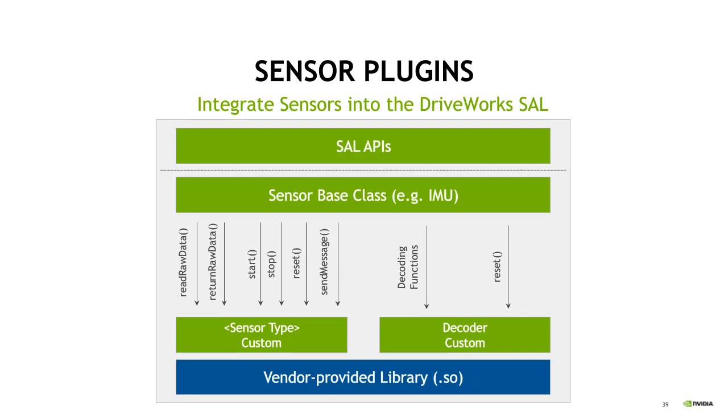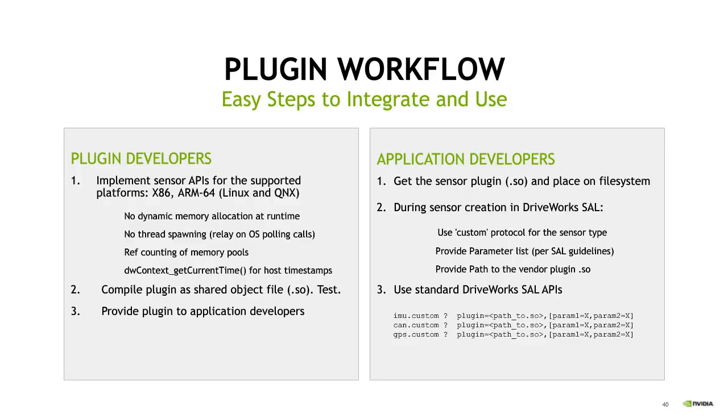It is very easy to integrate a custom sensor into the SAL using this plugin framework. There are 3 integration steps followed by an additional 3 steps to start receiving data. After the required sensor APIs are implemented by following the recommended design principles, such as no dynamic memory allocation, no thread spawning, etc., the next step is to compile the plugin as a shared object file. This .so file is shared with app developers who can then begin to read data from the sensor.